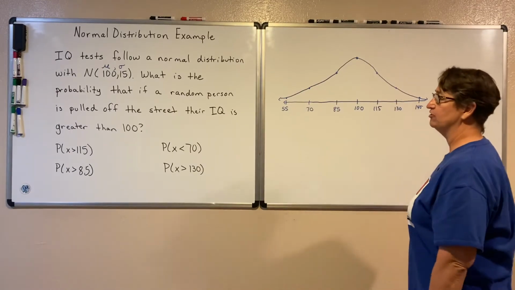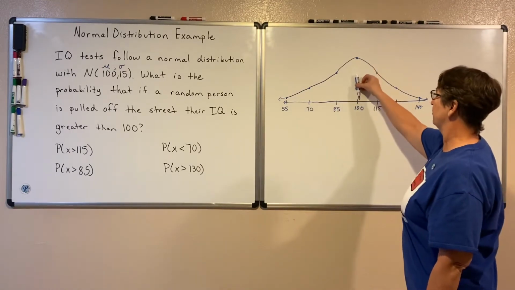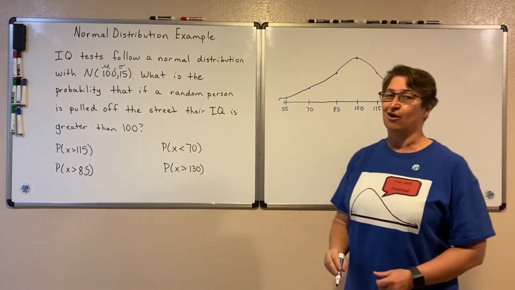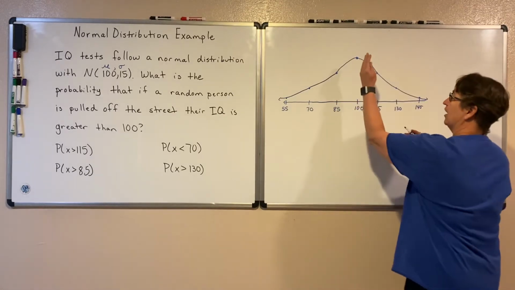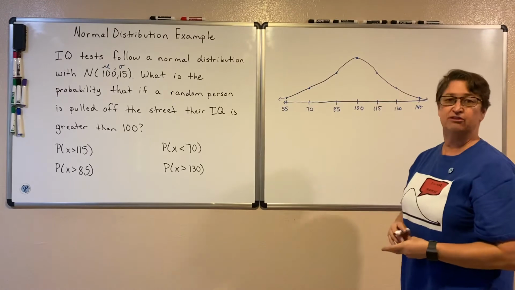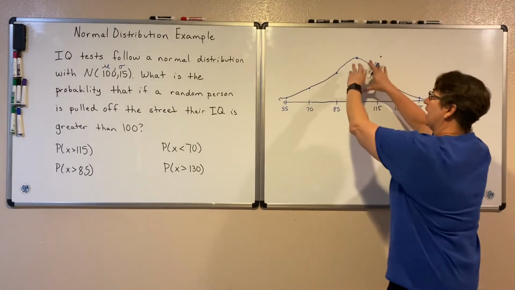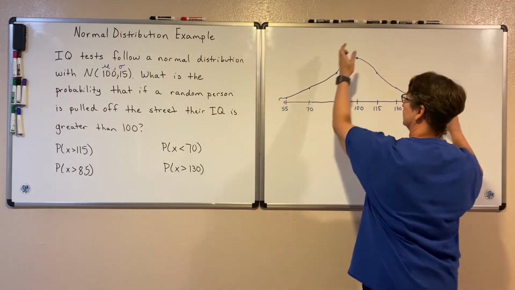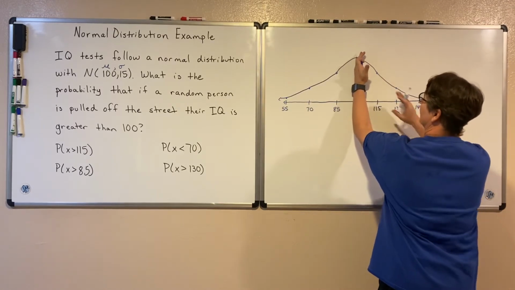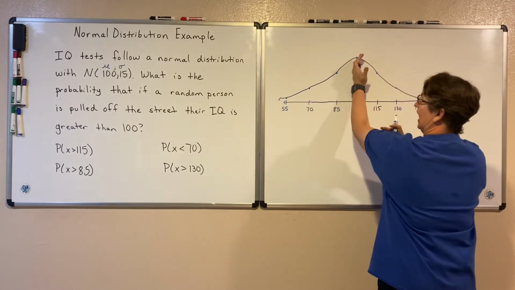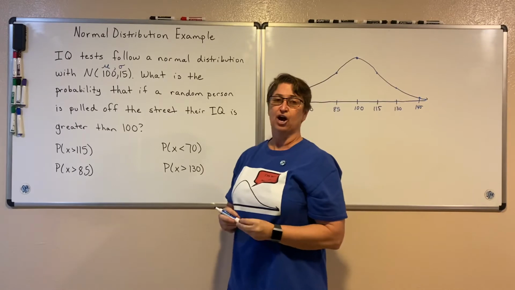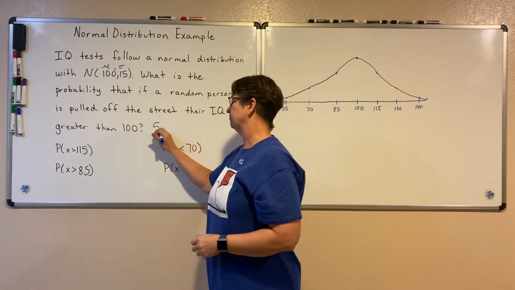And I want to know what's the probability that I get someone that's 100 or greater. And remember that probability and area are related. So if I can just find the area under the curve here from 100 on, then I'll be able to tell us the probability. Well, the area for the whole thing is 100%, and I'm just cutting this in half, and this half is the same as that half. So that tells me that the probability that I get someone greater than 100 is 50%.